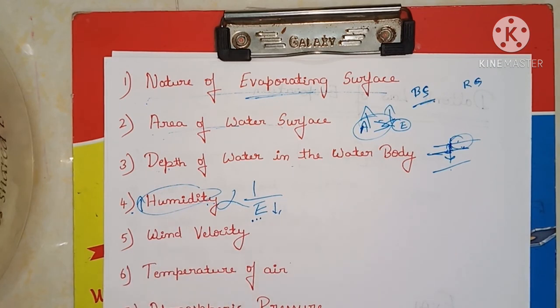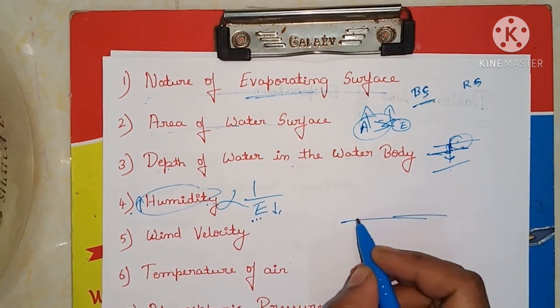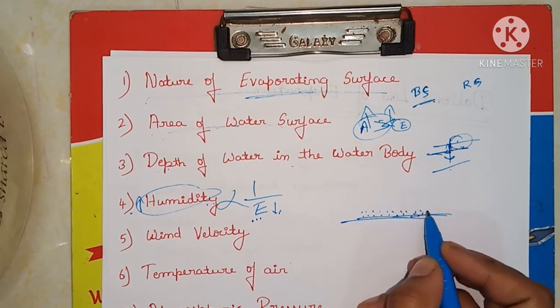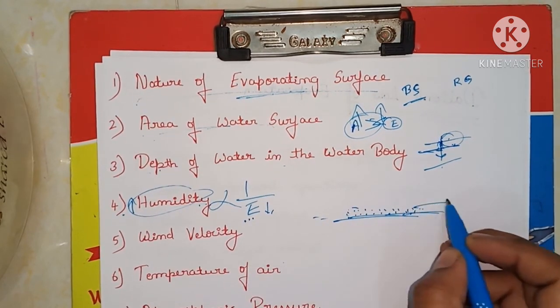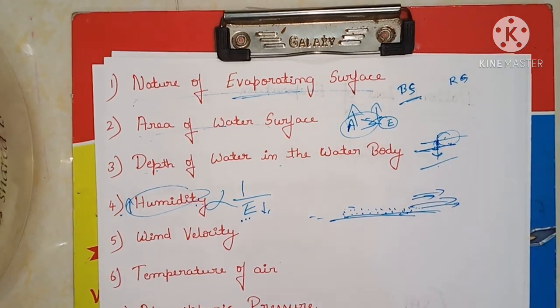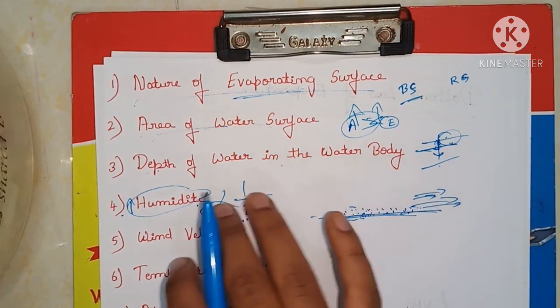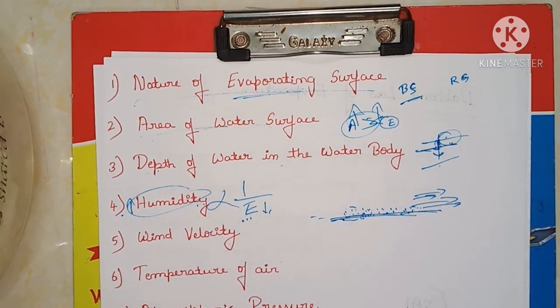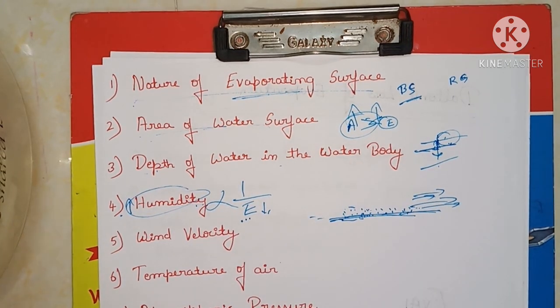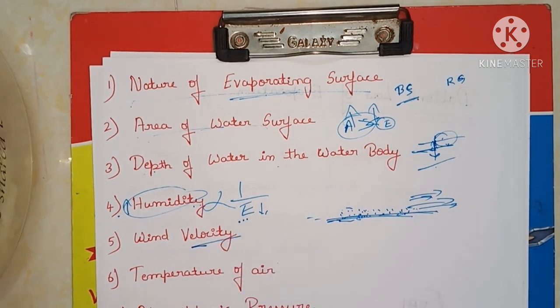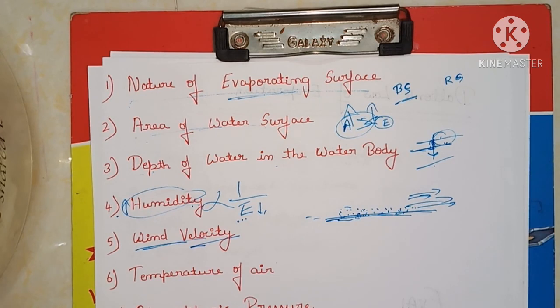Next, the fifth one is wind velocity. Wind moves on overlying vapor from an evaporating body, thereby increasing the rate of evaporation. See, this is the water body. The water vapor initially will start to go up. At that time, when the wind blows, the wind will take this water vapor with it. So again the surface will get heated, again the vapor will slightly come up, and the wind will blow. If the wind velocity is more, then the evaporation is also more. However, wind velocity may not remove the water vapor from small water bodies, but it will affect the water bodies having larger capacity of water.